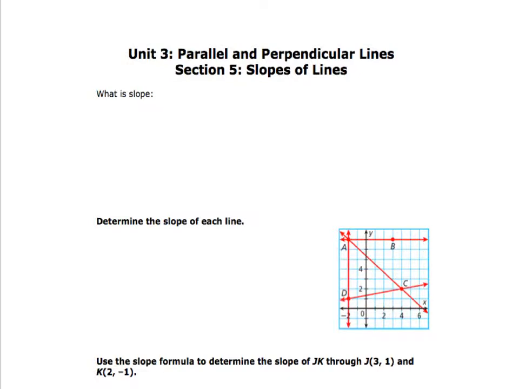Slope is the steepness of a line. Okay, slope is the steepness of a line. Okay, and you can write slope in a lot of different ways. Okay, and I would write all these down.